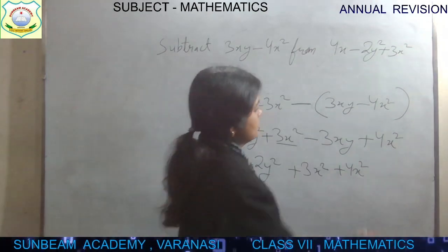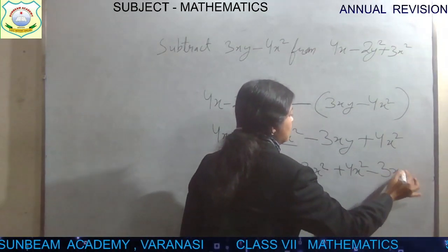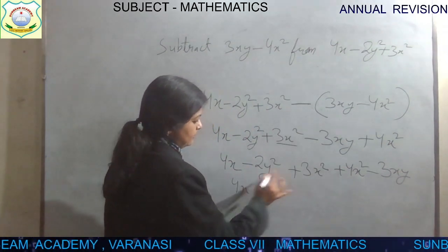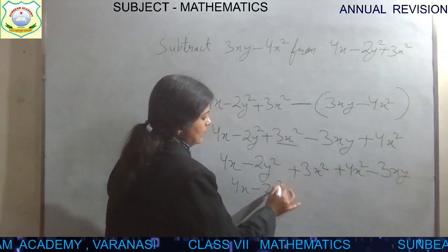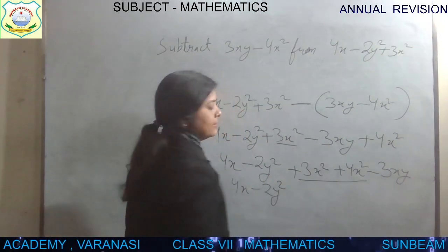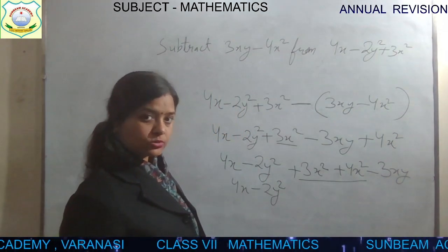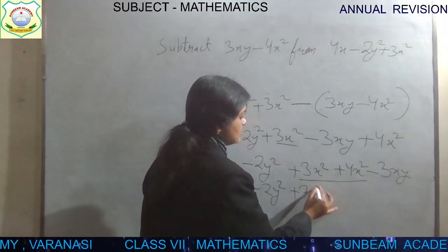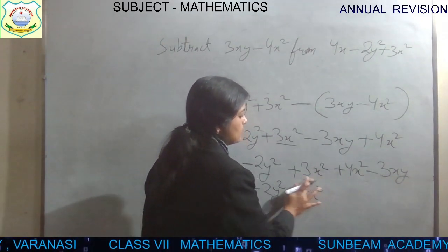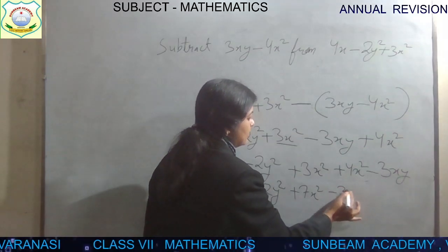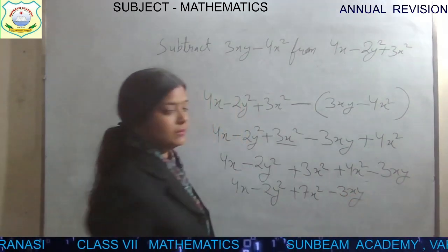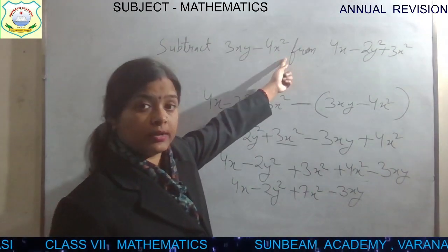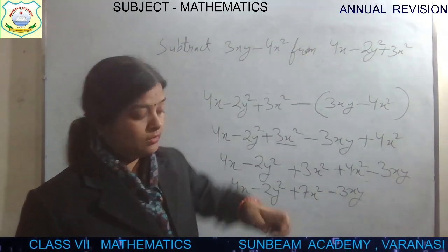And at last this can be written as minus 3xy. Now this will not be subtracted with each other because these are unlike terms, but these two will get added. Both were having plus sign, so these two will get added. Plus 3 plus 4 will become plus 7x square, and then at last minus 3xy. This will be the solution after subtracting 3xy minus 4x square from the given expression.